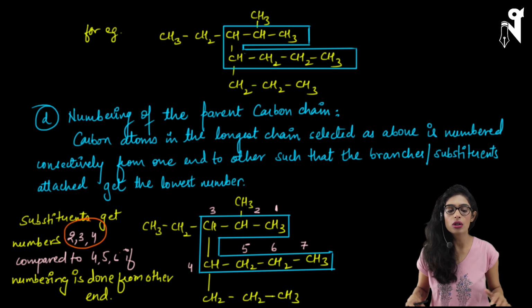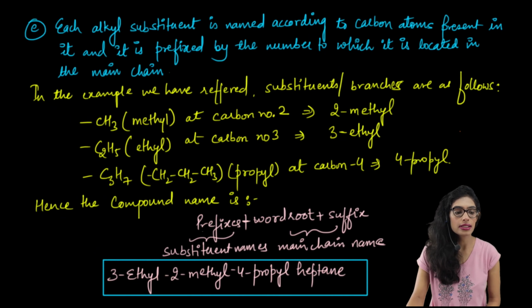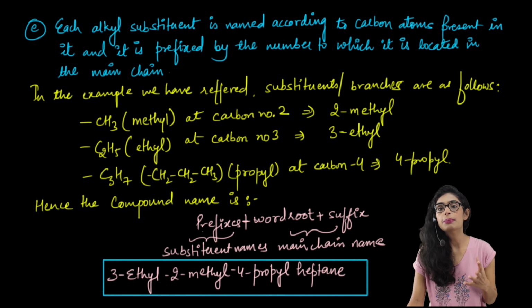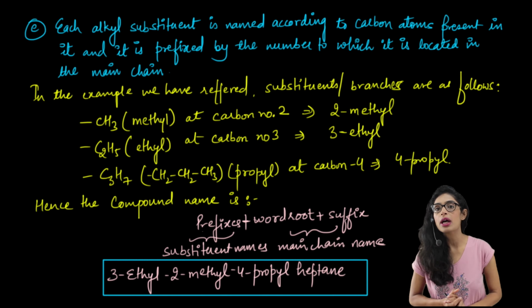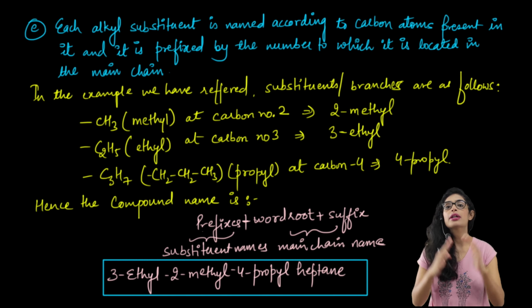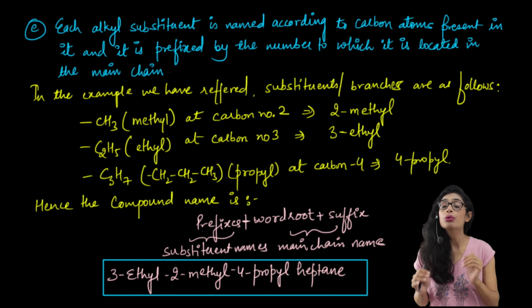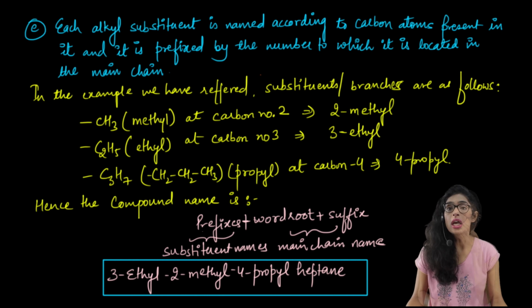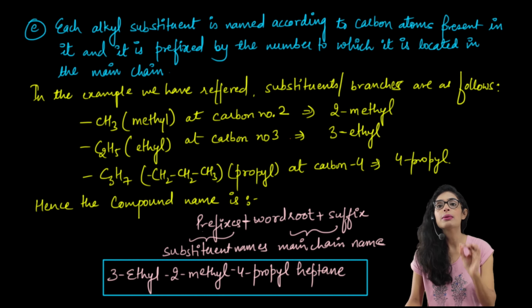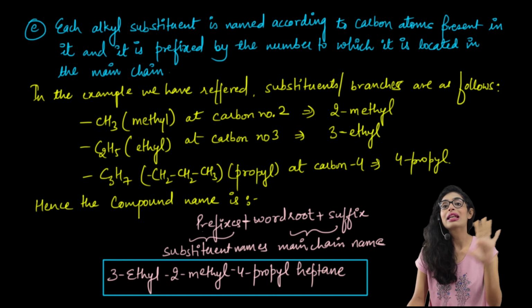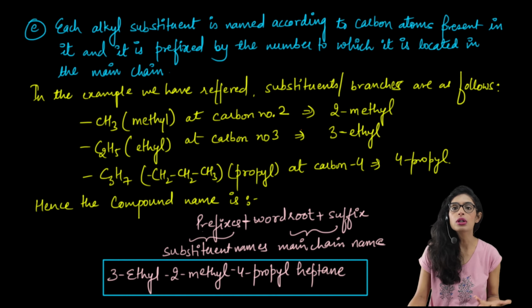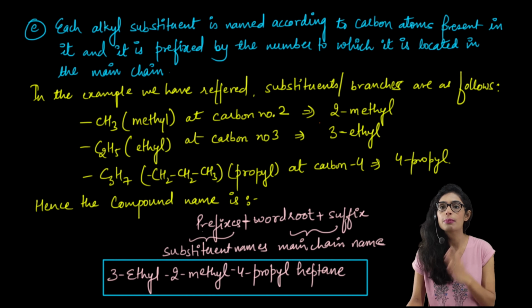So now numbering is also done. Let's move to the naming of the compound. Now we have got the positions of the branches, and we have marked the parent chain or the principal chain. How to name the compound now? First I'll teach you how to name the branches, because the normal alkane chain, how to name it, we already know. Let's understand how to name the branch.